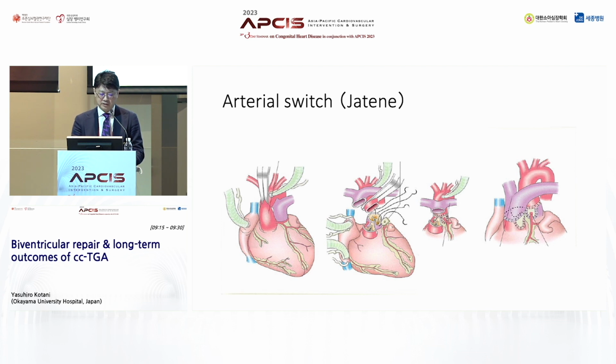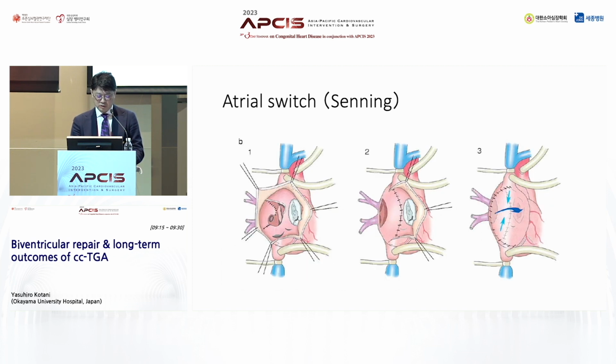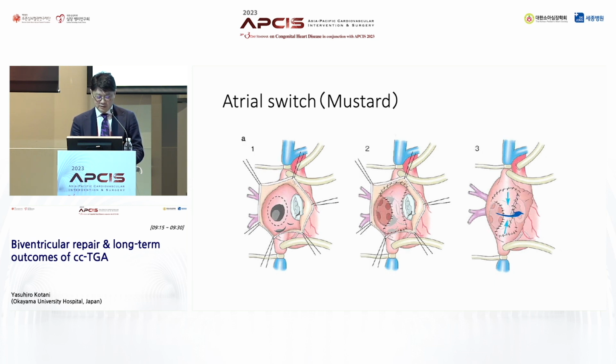Just briefly showing the surgical technique for the arterial switch or Jatene procedure. As you can see, after transection of the great arteries, coronary arteries are re-implanted, and then the great arteries are switched. This is a Senning procedure, one of the atrial switch operations. Basically, systemic and pulmonary venous rerouting are performed with atrial septum and wall. In contrast, autologous pericardium or other kinds of patch are used in the Mustard operation.